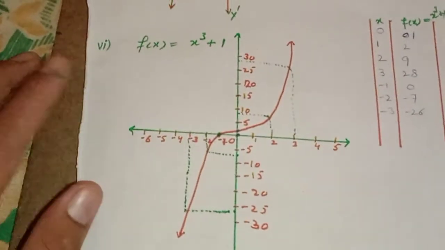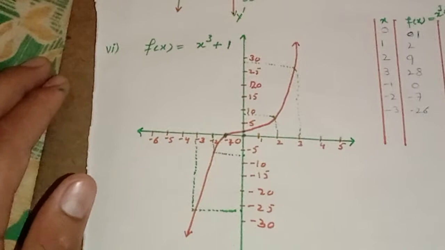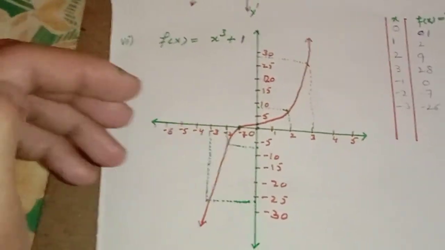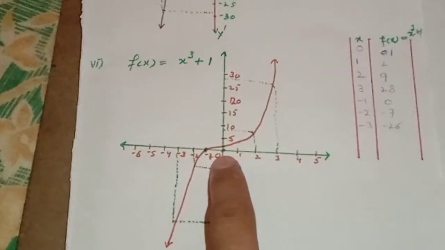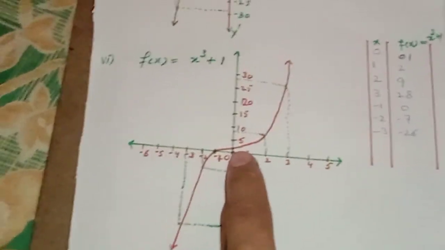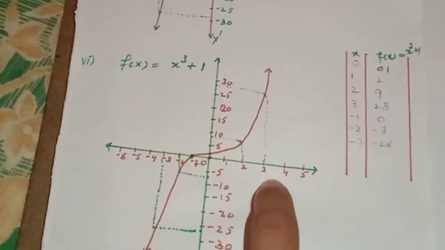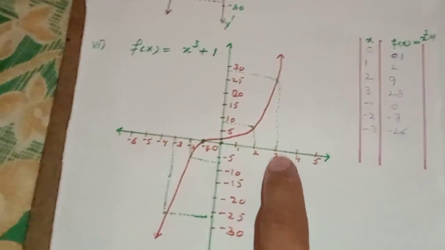Number 4 is f(x) equals x cubed plus 1. It is also a cubic function. The only difference is that it will be shifted from the origin, because when we put 0, it gave us 1, so it will not pass through the origin. When we put 1, it gave us 2. When we put 2, it gave us 9. When we put 3, it gave us 28.